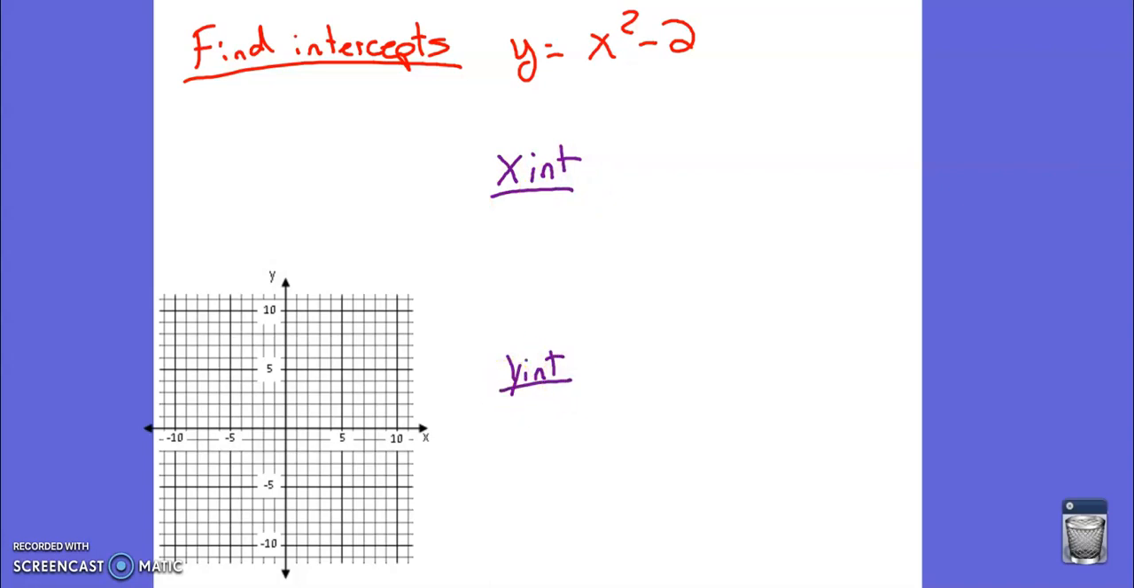All right, you could graph it and find out what it looks like, and then see where the x-intercepts are and see where the y-intercepts are. But you don't have to graph this at all. All we're going to do to find the x-intercept is put y equals 0, and we're going to actually solve it. So this becomes 0 equals x squared minus 2, and we're going to solve that.